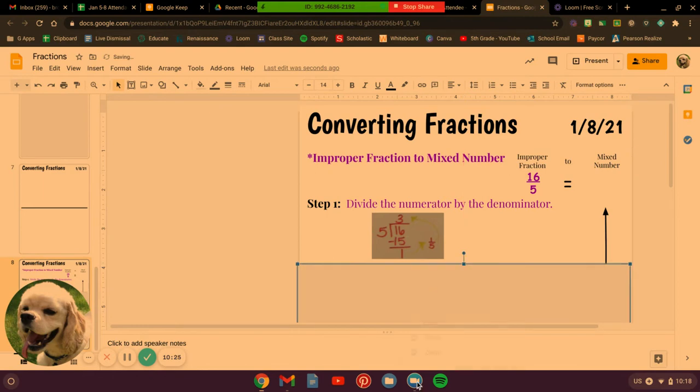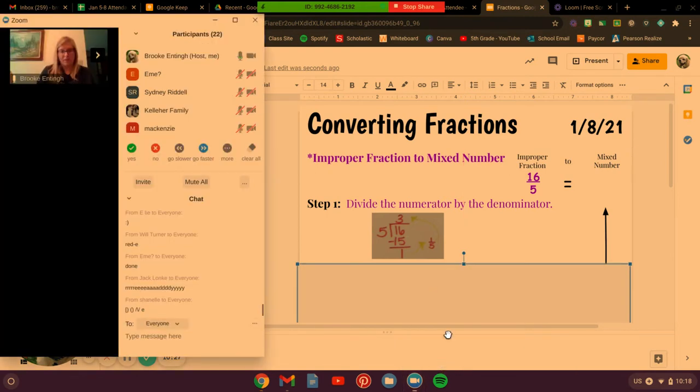Okay. So, ignore the 1/5 for a second over here. You should have taken 16 divided by 5, and 5 goes into 16 3 times equally, 5, 10, 15. So put a 3 up top, then subtracted 15 and gotten 1. And that's your remainder. How many of you got this? You said 5 can go in 3 times and you had a remainder of 1. How many of you got that?